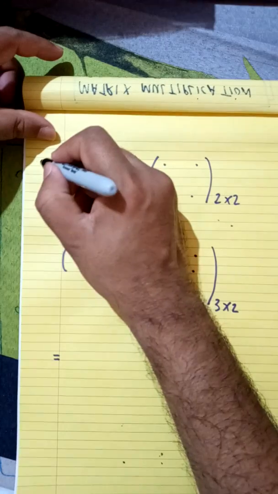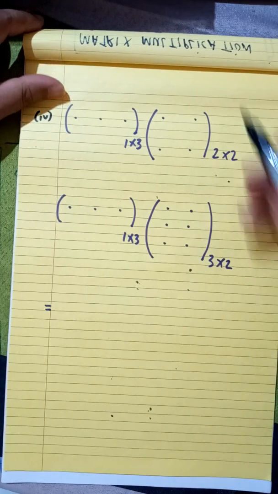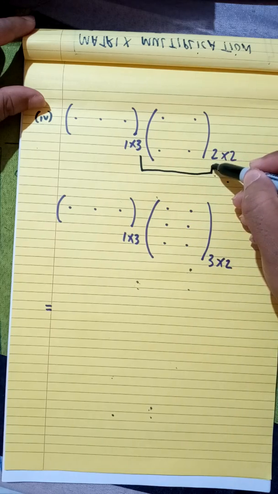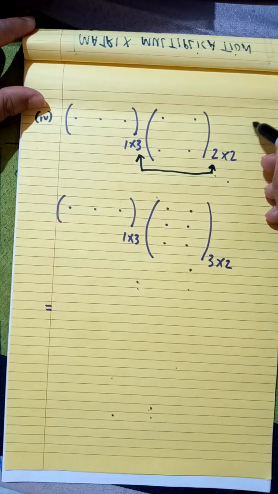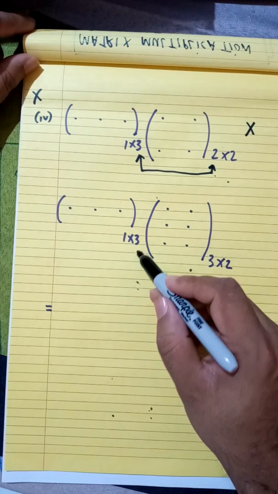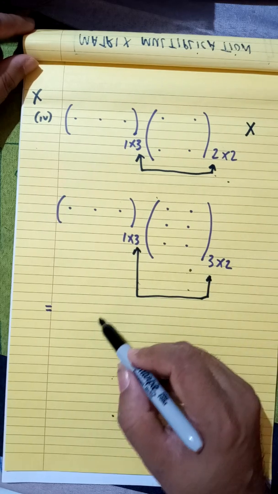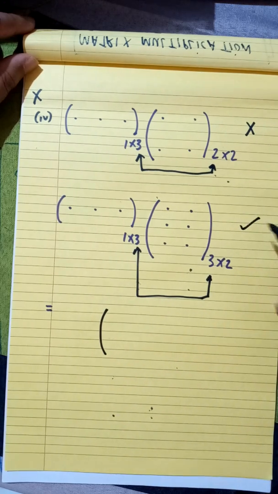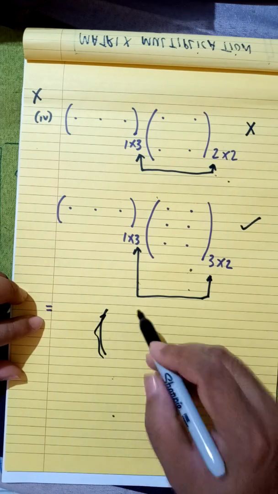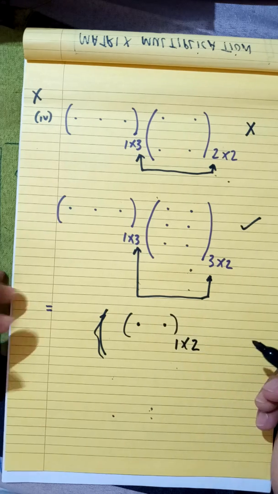We're on to the fourth one. Let's check out this. Those two numbers are not equal, so they're not compatible. Last one, compatible. So we can work with that one. So what's the outcome? 1 row and 2 columns. So it'll be something like this: 1 row and 2 columns.